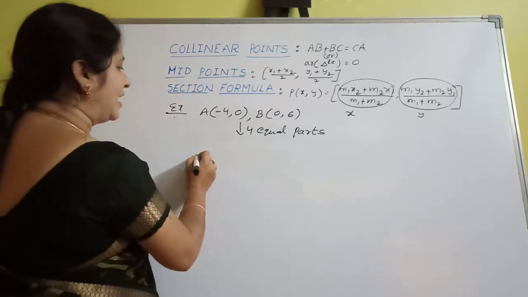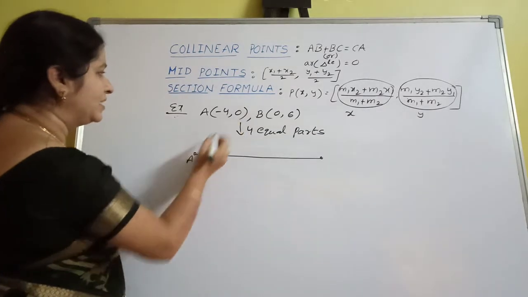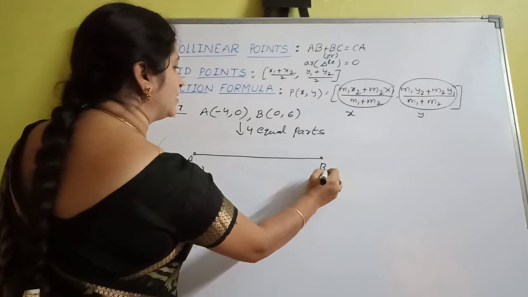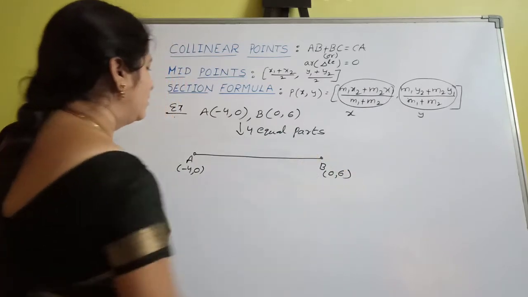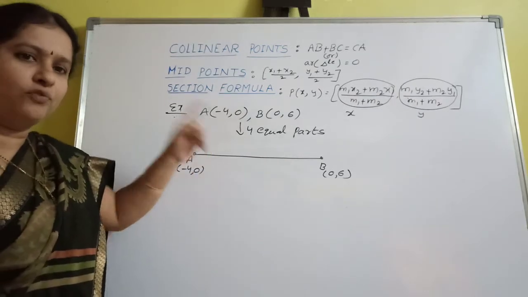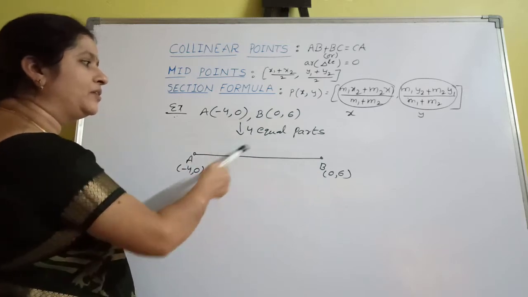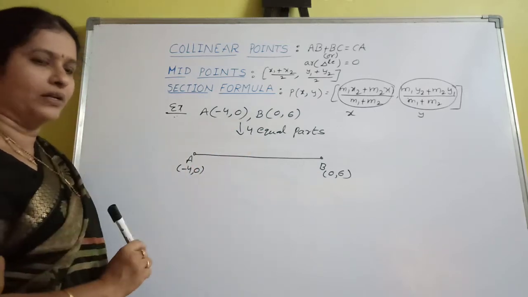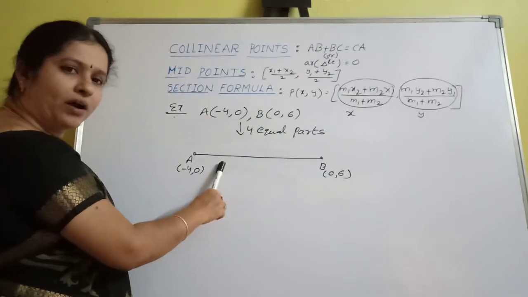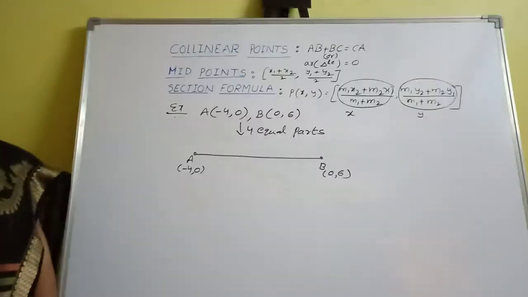Suppose we are taking a line segment AB like this. A is (-4, 0) given, B is (0, 6) given. So the line joining these 2 points, you can divide into 4 equal parts. How many points divide this line segment into 4 equal parts?